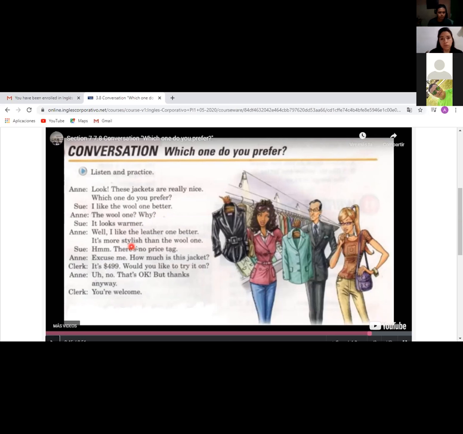Stylish is like, con más estilo. Exactly. For example, this jacket is more stylish than this jacket. Okay, very good. Let me see. Oh, price tag. Of price tag. La viñeta o etiqueta. Exactly, very good.